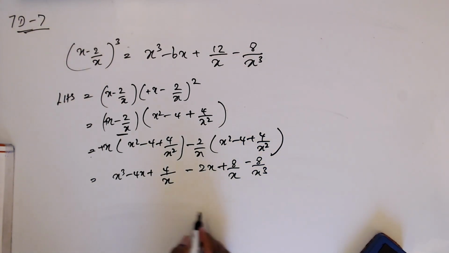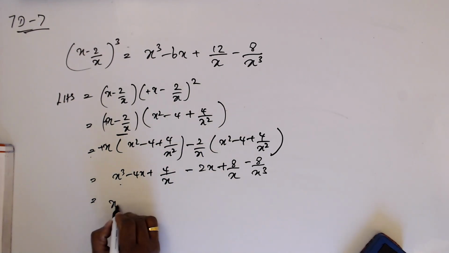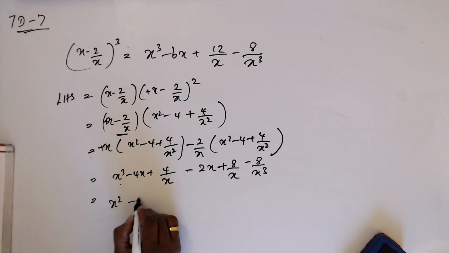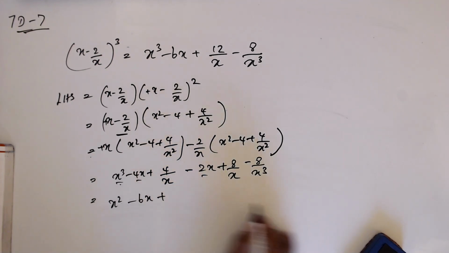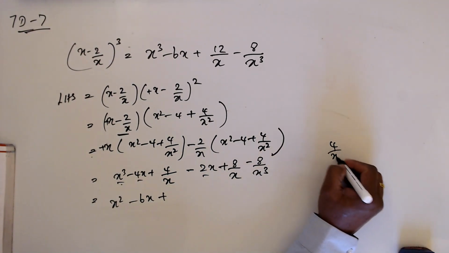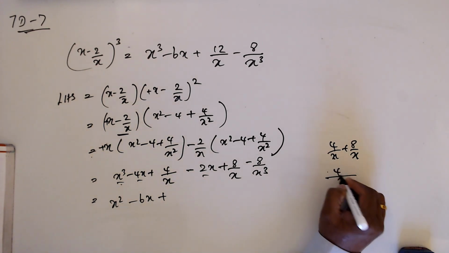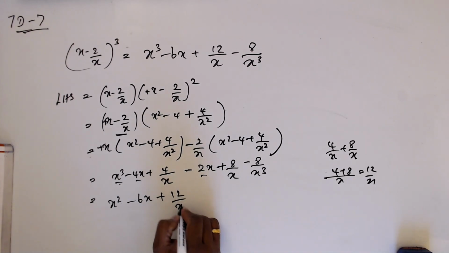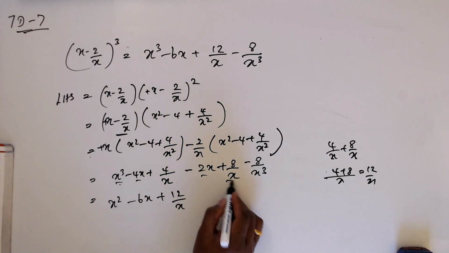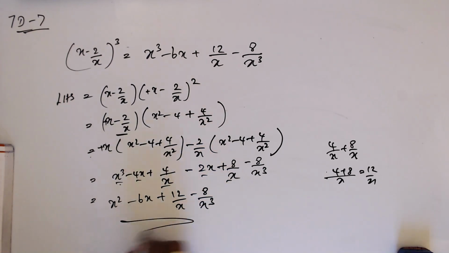Now let's see. x cube is here. Minus 2x, this one, minus 6x. So this is 4 over x, 8 over x. The denominator is the same. 4 plus 8, 12 over x. 12 over x. And this is minus 8 over x cube.